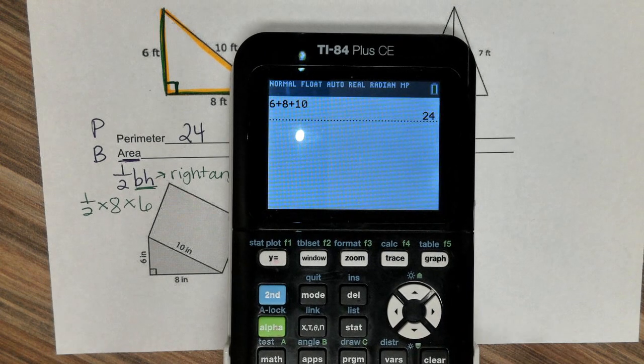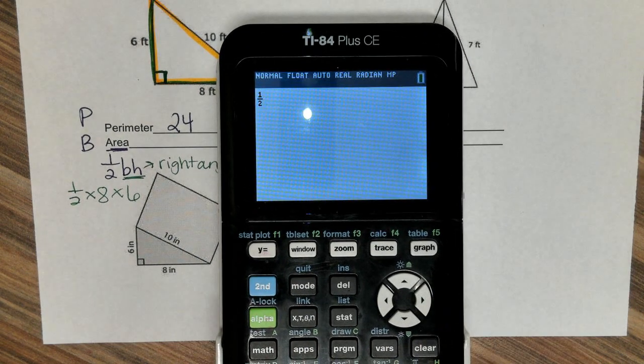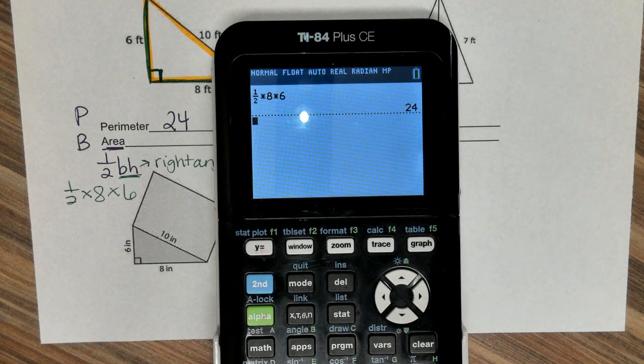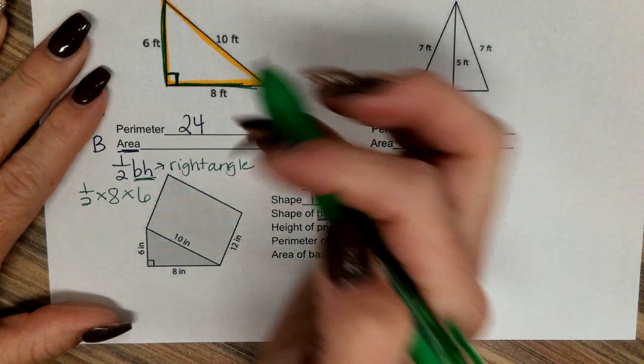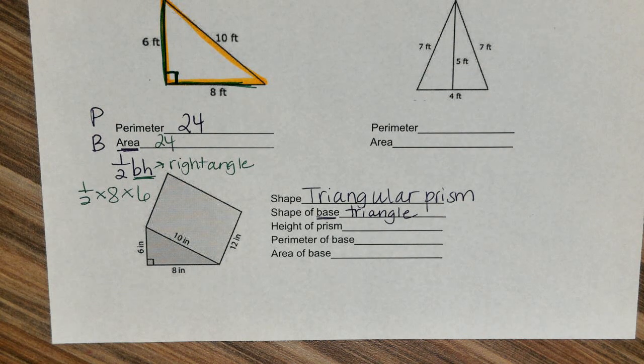So let's go to our calculator. Put in 1/2 times 8 times 6, and what is it? 24. It is a coincidence that those were both 24, but yes, it can happen.